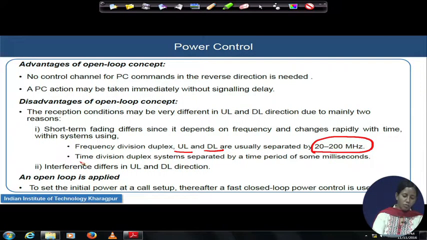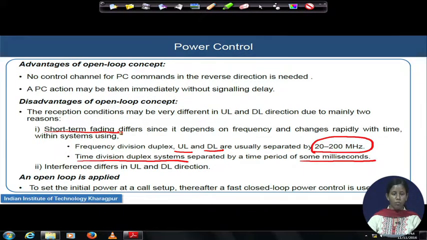There is another kind, which is called the time division duplex system, where the transmission is separated over time. Downlink transmission and uplink transmission go on over separate time periods, and this separation is over some milliseconds. So, neither can you expect the channel to be the same for downlink and uplink for frequency division duplex, nor can you think that they are constant when the time division duplex system is going on. So, short time fading definitely has a very big effect in both kinds of systems, where the open loop power control seems not to be good, but still we apply it.